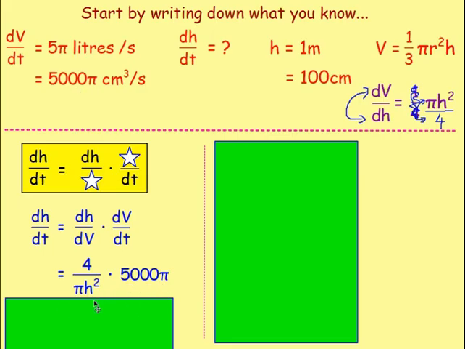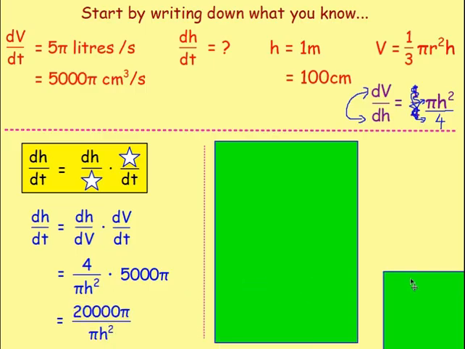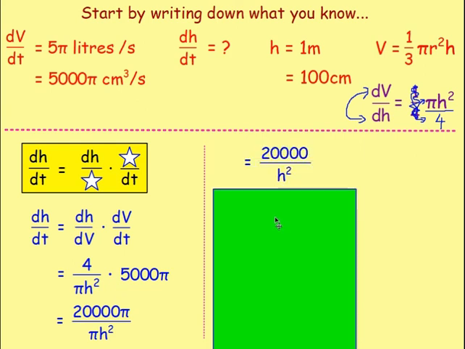From there, imagine 5,000 pi is 5,000 pi over 1, so you've got the two fractions, multiply the numerators and the denominators, and we end up with 20,000 pi over pi h squared. You have a pi in the top and a pi at the bottom, so you would cancel! And if you cancel them, you end up with 20,000 over h squared.